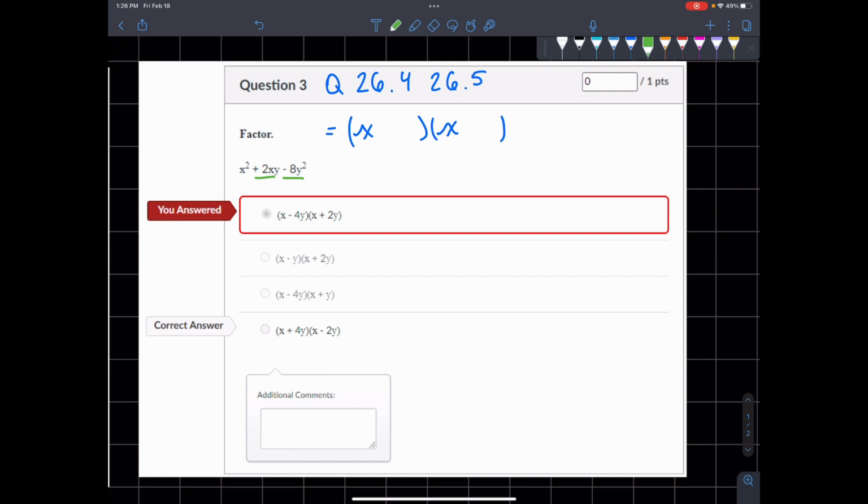So let's make a little chart here of numbers that multiply to make negative 8. So that is going to be negative 1 and 8, 1 and negative 8, 2 and negative 4, and negative 2 and 4. Looking at this, these two numbers multiply and make negative 8, and when you add them together, you get positive 2. So those are going to be our numbers. But remember, we have these y's attached to it. Y is attached to each term.